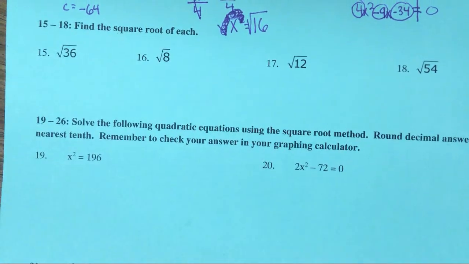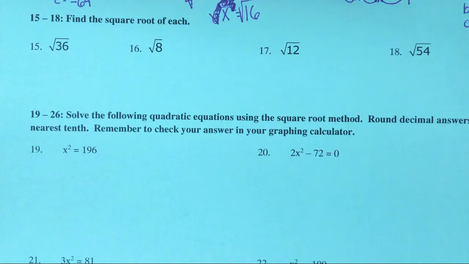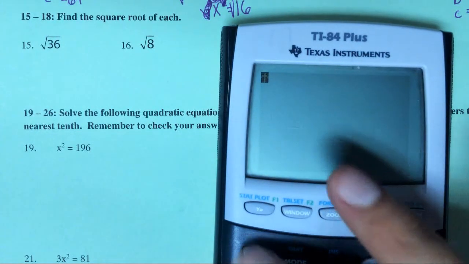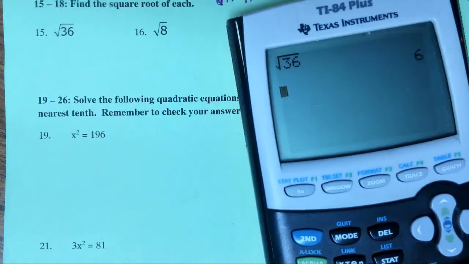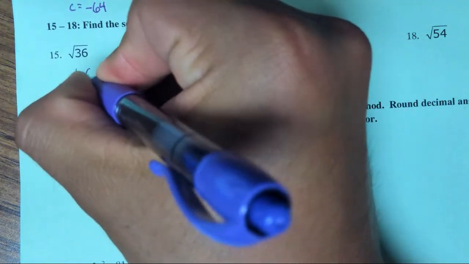We're going to skip 15 through 18. Basically, you just have to understand, you type this into your calculator, you get 6. So your answer isn't just 6. You would say it is plus or minus 6.